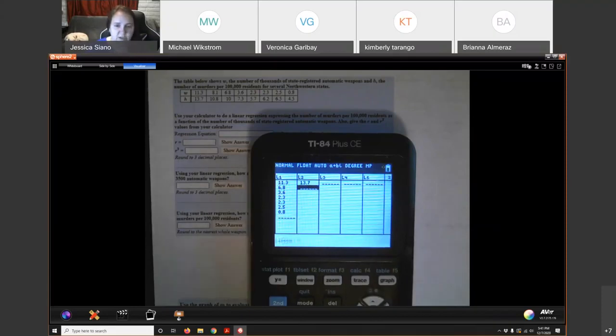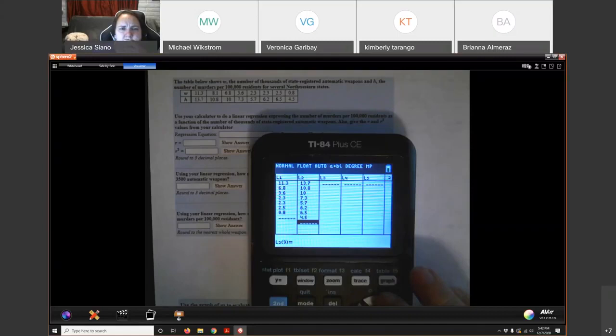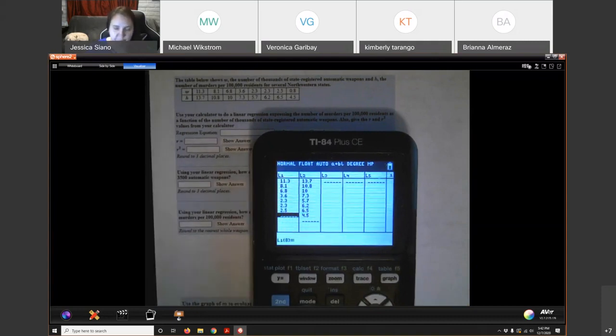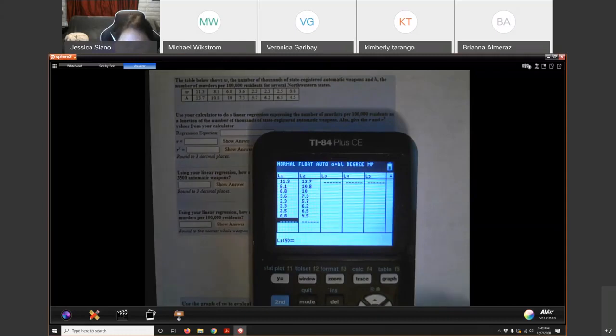13.7, 10.8, 10, 1.3, 5.7, 6.2, 6.5, 4.5. Oop, what happened? Oh, I somehow went over my 8.1 by accident. Okay. 0.1, 6.8, 8.6. There you go. Okay. And then back to stat.